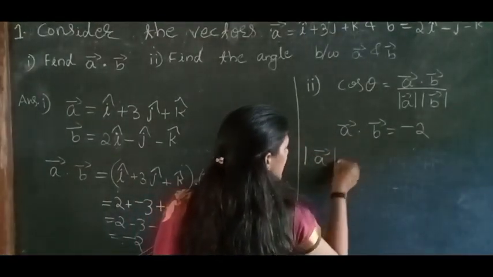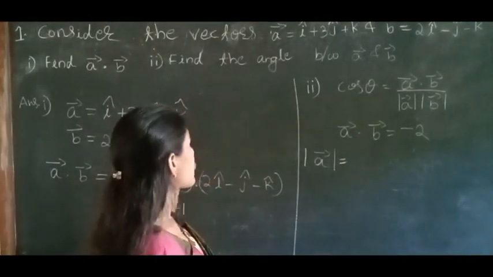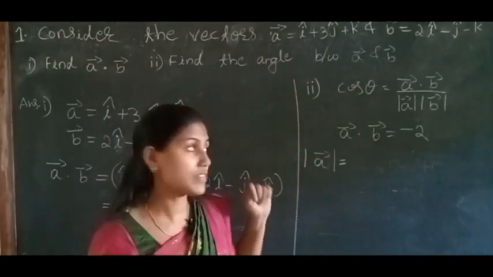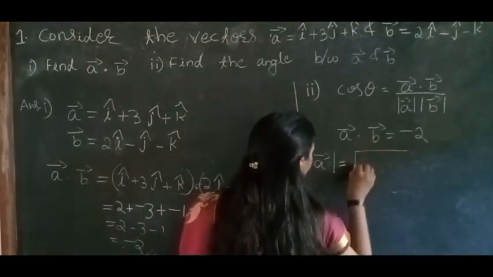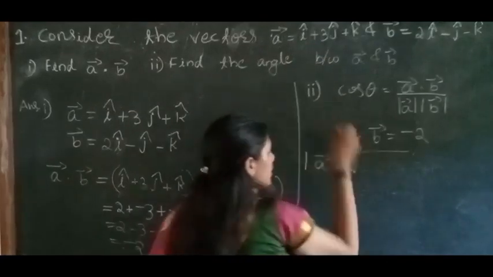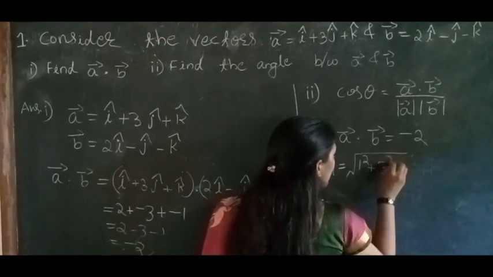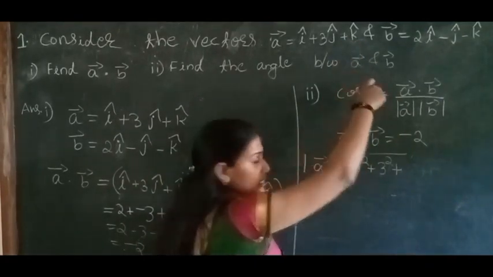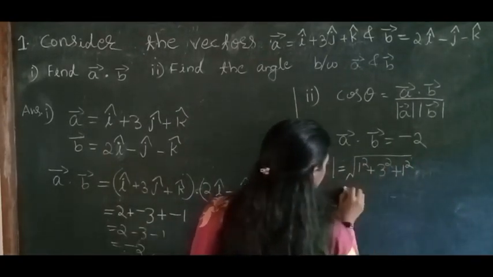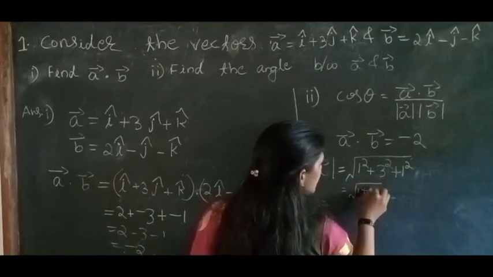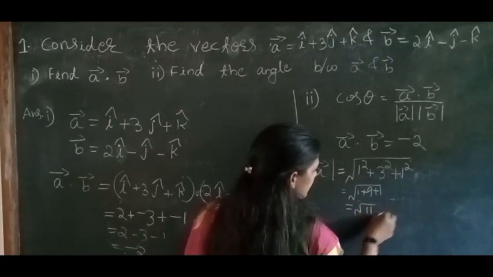Mod vector A is equal to, modulus is the square root of the sum of squares of the coefficients. That is, modulus of vector A is equal to root of the coefficient of i cap is 1 square, plus the coefficient of j cap is 3 square, plus that of k cap is 1 square, which is equal to root of 1 plus 9 plus 1, which is equal to root 11.